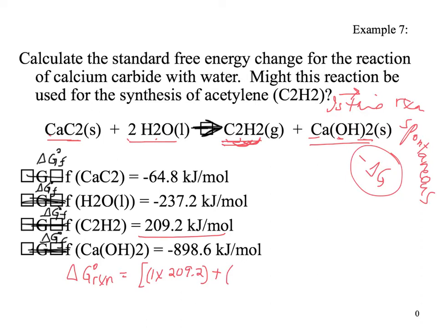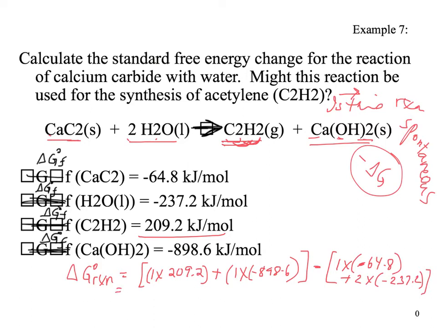We have only 1 mole of the calcium hydroxide as well, so 1 times negative 898.6, and from that, we are going to subtract out CaC2. We have 1 mole for that. That's negative 64.8. And we have 2 moles of water. So 2 times negative 237.2.